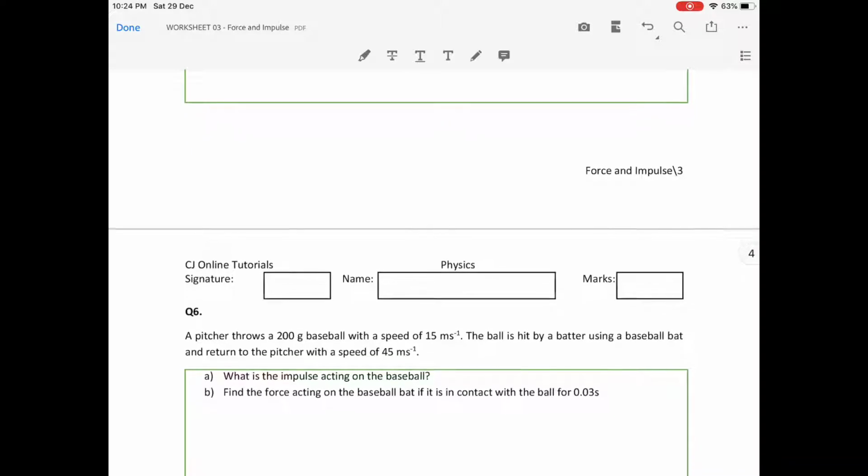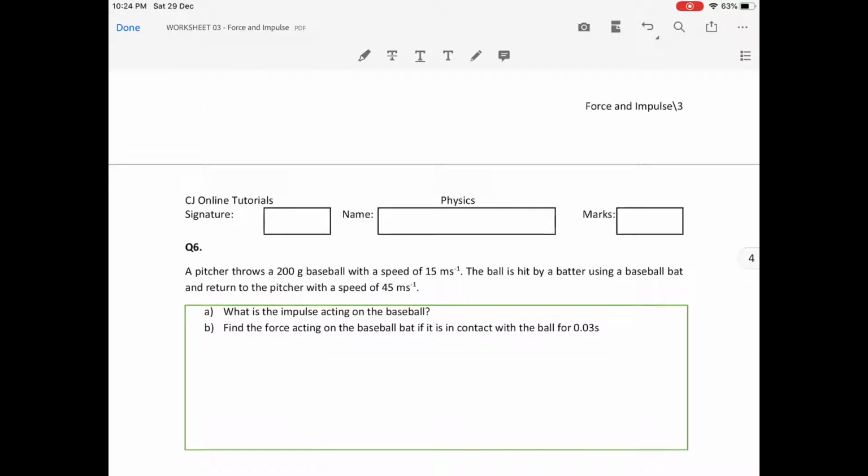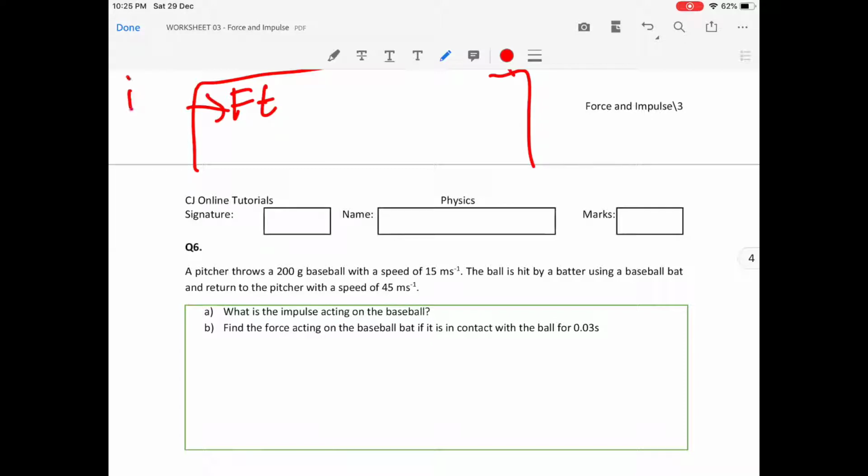Before you can actually start impulse worksheets and questions, there are two equations you need to know. The first equation is Ft. If you recall from my notes, Ft is actually impulse, which equals the change of momentum, mv, final momentum, minus mu, initial momentum.